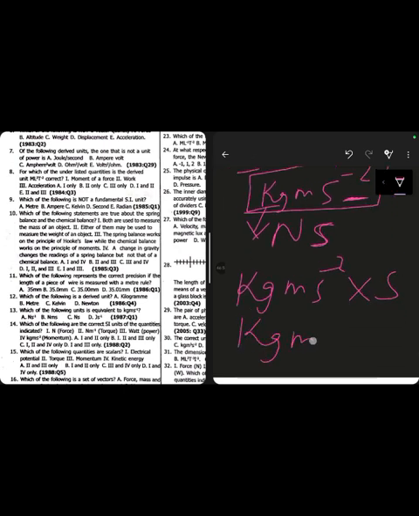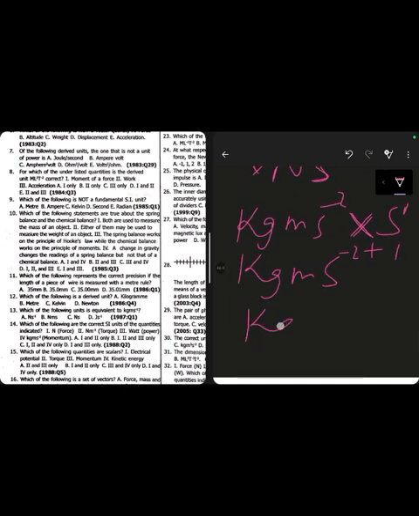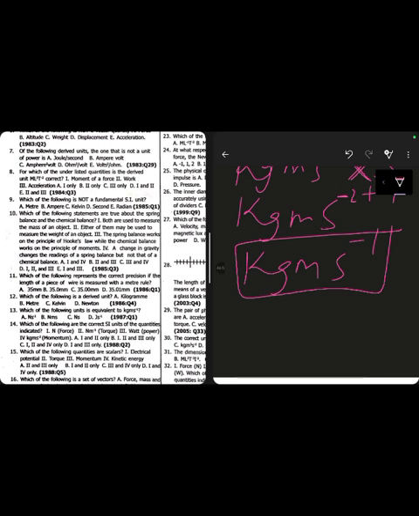Kilogram meters. Now for the second, you have minus 2. According to the law of indices, times will change to plus, then 1 here. So you now have kilogram meter per second, because it's minus 2 plus 1. So that means which one will be equal to kilogram meter per second? It's going to be Newton second, which is option C.